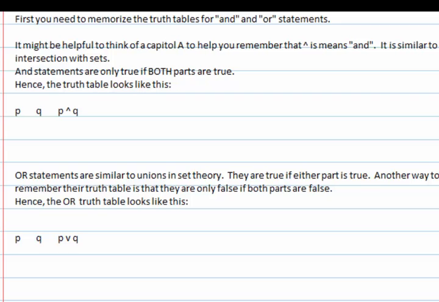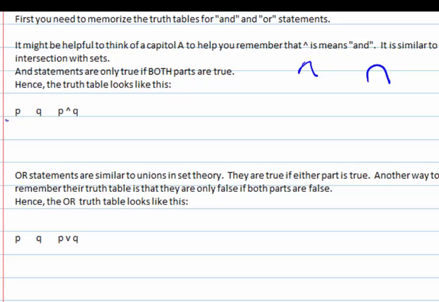When you work truth table problems, the first thing you need to do is memorize the truth tables for and or statements. It might be helpful to think of a capital A to help you remember that the caret symbol here means and. It is similar to intersection, which is this symbol for sets. And statements are only true if both parts are true.